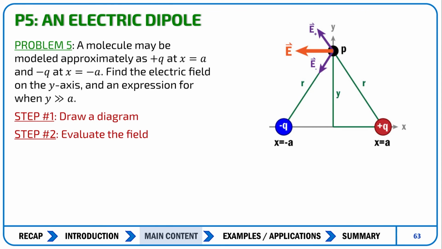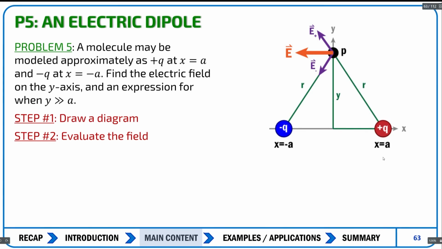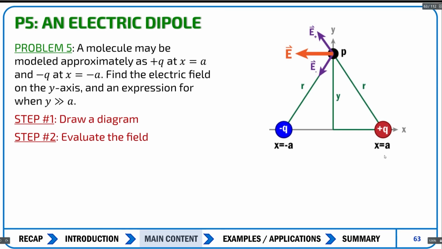After discussing what an electric dipole is, we want to be able to calculate something with it. A molecule may be modeled approximately as plus q at x equals a, and minus q at x equals negative a, at these two points. We want to find the electric field on the y-axis, and an expression for when y is much greater than a. We have a diagram that's already drawn for us, which is great. The one thing that's different here is the difference in charge.